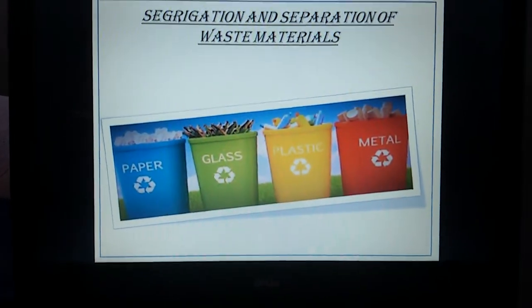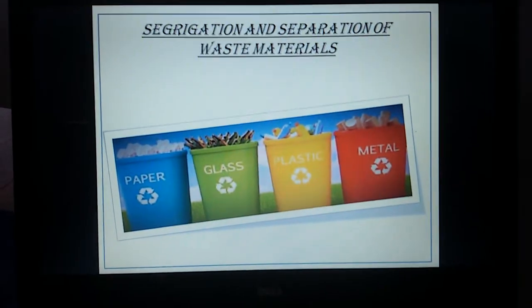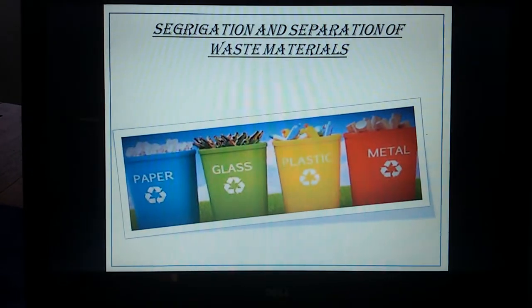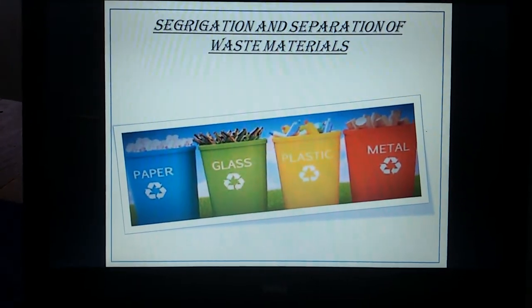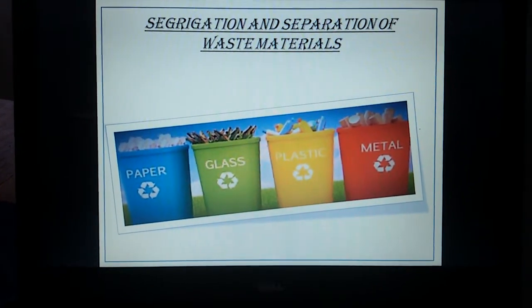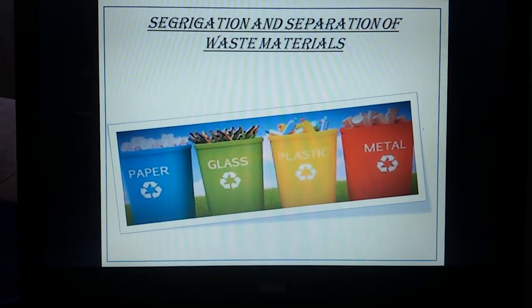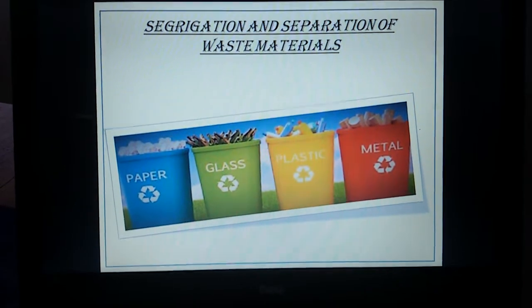We are here to explain the segregation and separation of waste materials on our project. The garbage consists of both compostable and decomposable materials, as in the figure. It consists of paper, glass, plastic and metal.